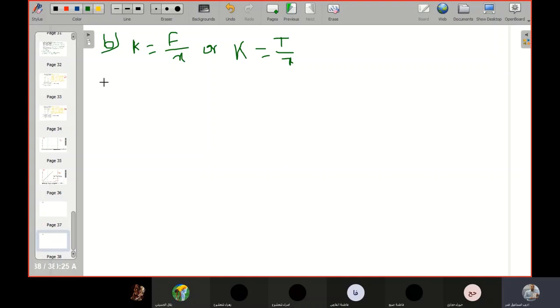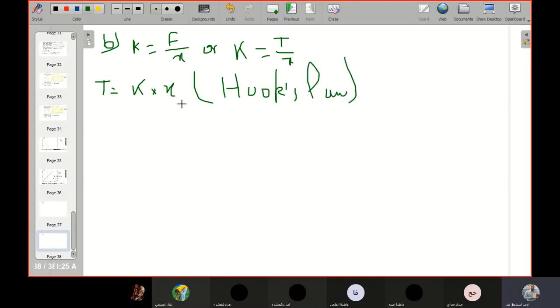But Hooke's relation, its general form, is T equal K times X. This is Hooke's law. This is how we start: Hooke's law. Then we conclude from it, then K equal, Mariam, T over X. We go back to the table.